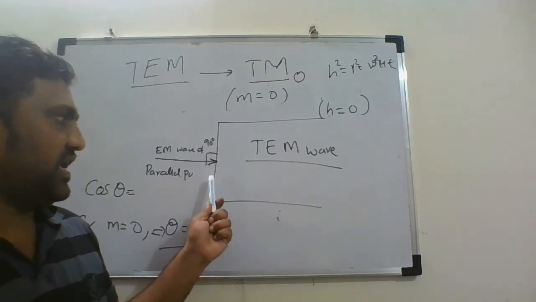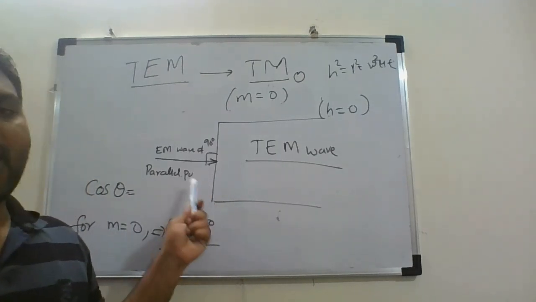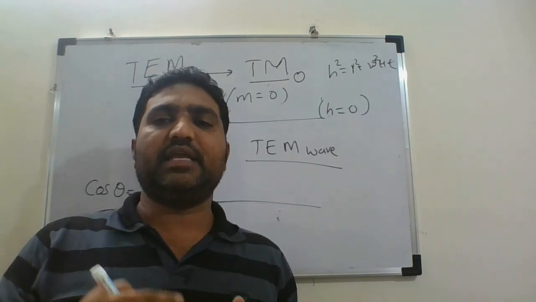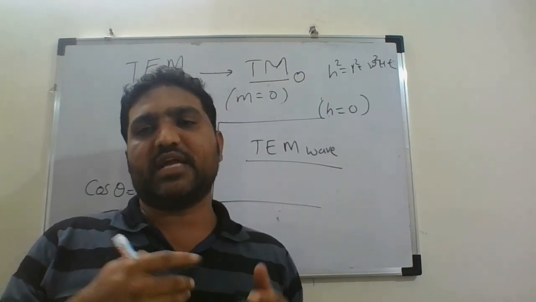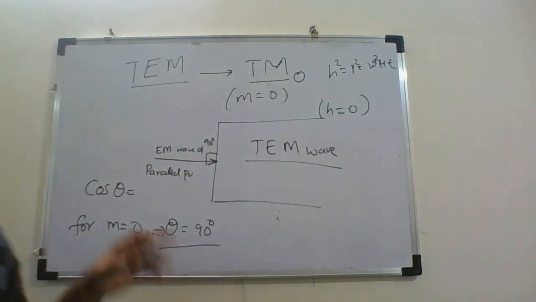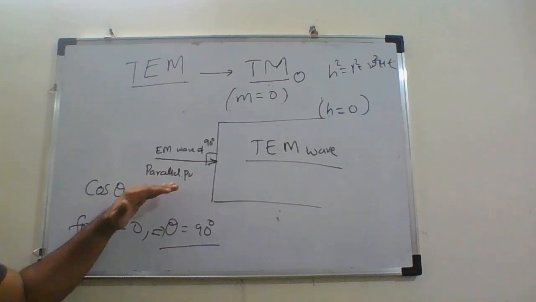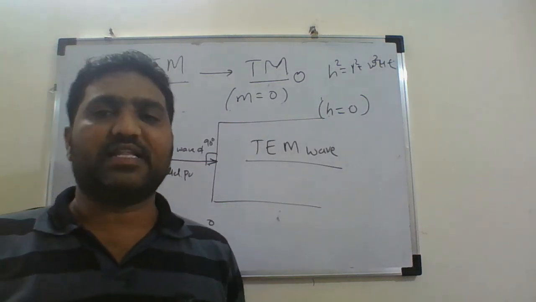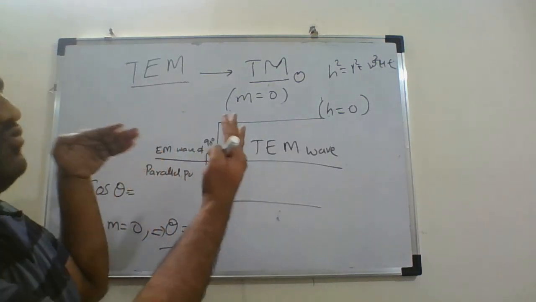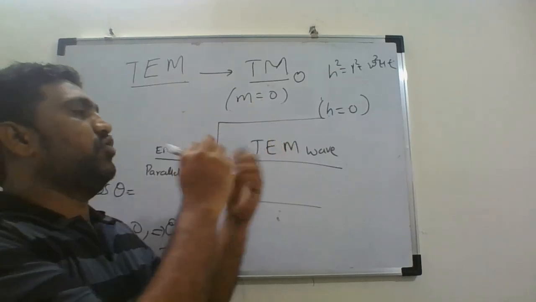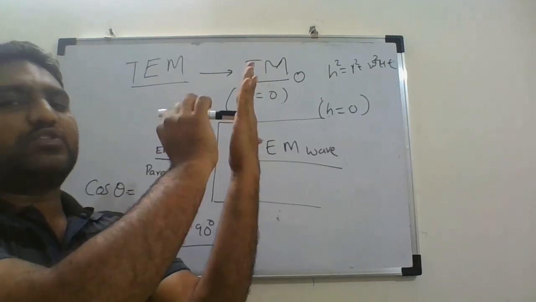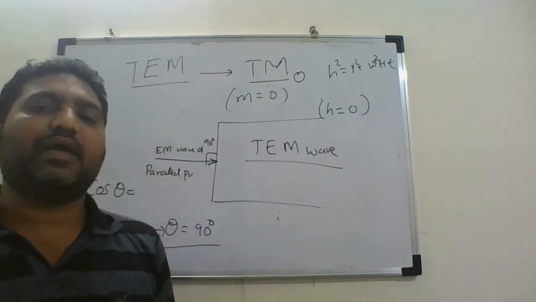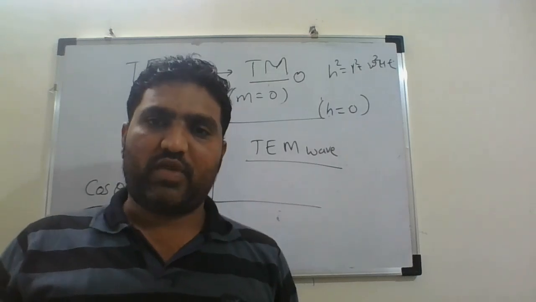So we have to make sure our h is equal to 0. This is the right way of generating a TEM wave. I can get my TEM wave inside a waveguide whenever I launch an electromagnetic wave of parallel polarization with a launching angle of theta equal to 90 degrees, or normal incidence. Whenever I incident the wave normally like this, inside the waveguide I will get a TEM wave, transverse electromagnetic wave.